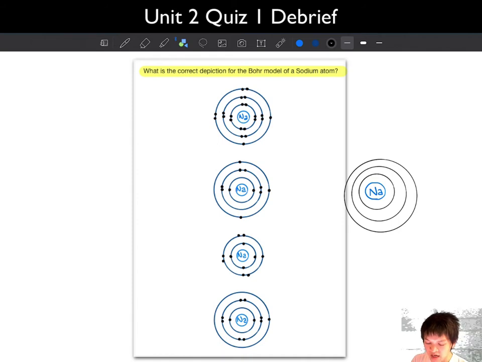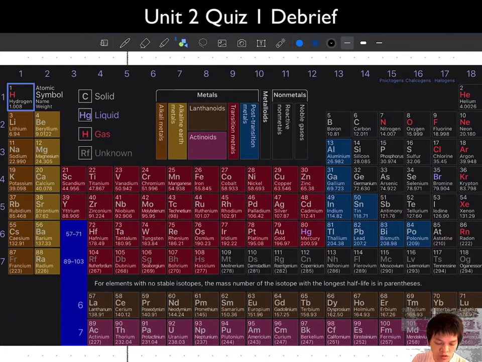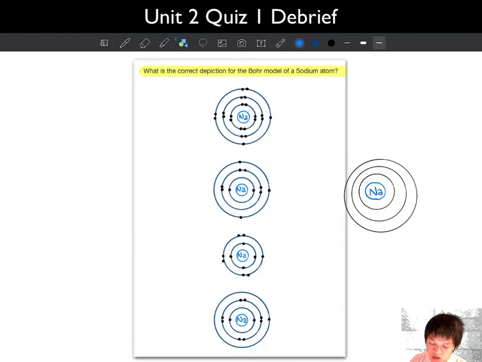Yeah, it would look kind of like that, right? 3 orbits. How many electrons now? How many electrons do we put here? Well, according to the periodic table, sodium has an atomic number 11, meaning there's 11 protons, but since this is an atom that we're talking about, atoms are neutral. There should be the same number of electrons as protons. So there is 11 electrons as well, right? 11 electrons. So here we go.